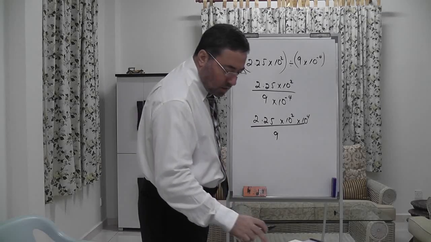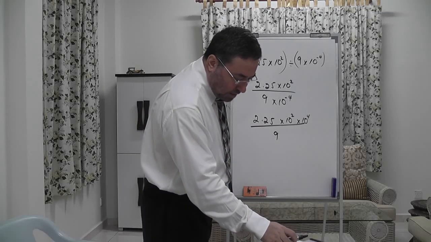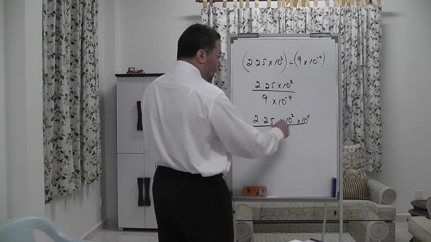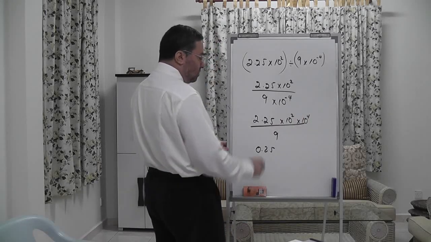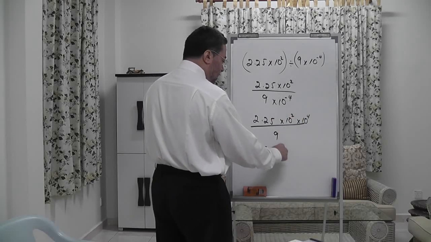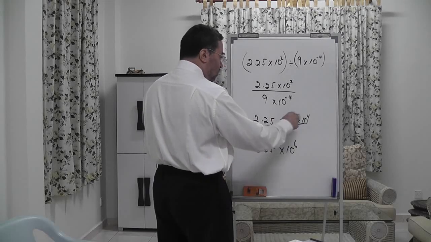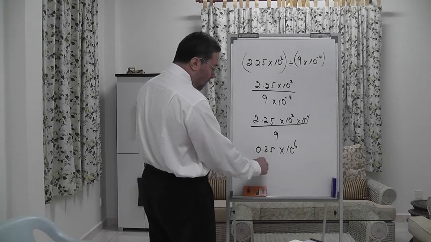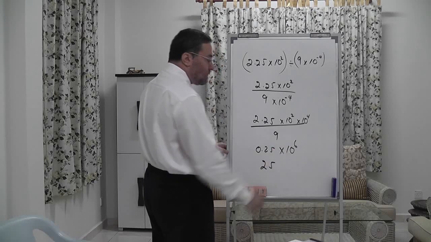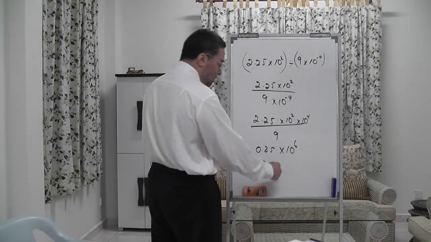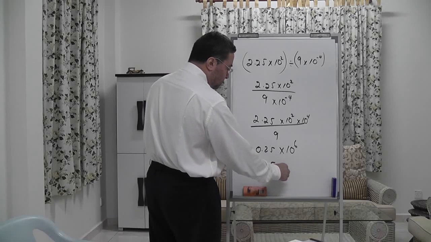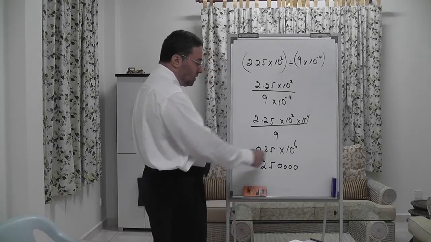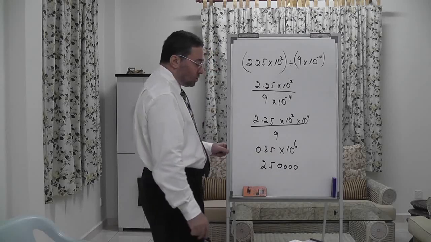Now we divide 2.25 by 9, and the answer will be 0.25. And these two numbers multiplied by each other, we add the powers, so that will be 10 to the 6, 2 and 4. Now this is multiplied by 1,000,000. And again, the calculator can do this for you, but this is easy to do mental math. You move this decimal two places, and you're left with 4 zeros to add to the number.